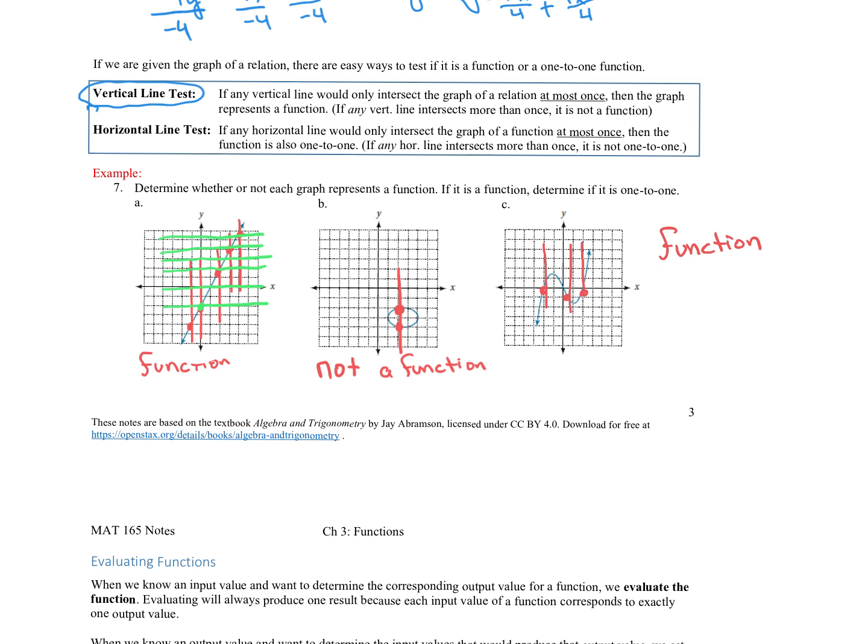However, is it a one-to-one function? We're going to use the horizontal line test for that. My first horizontal line looks good. It doesn't touch the graph in more than one spot. But once I draw my second horizontal line, it does touch the graph in more than one spot. So this is not a one-to-one function.